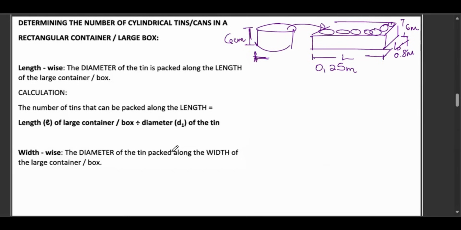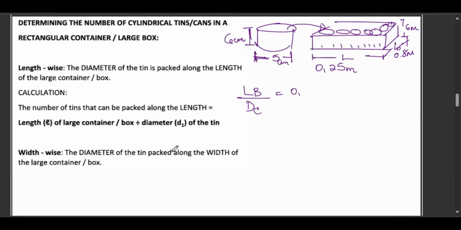It has a diameter of 5 centimeters. So in this case, we are finding how many will fit on the long side. We need to know how many cans. If I pack cans here, how many will fit? On the lengthwise, we shall say length of the box divided by the diameter of only one can.